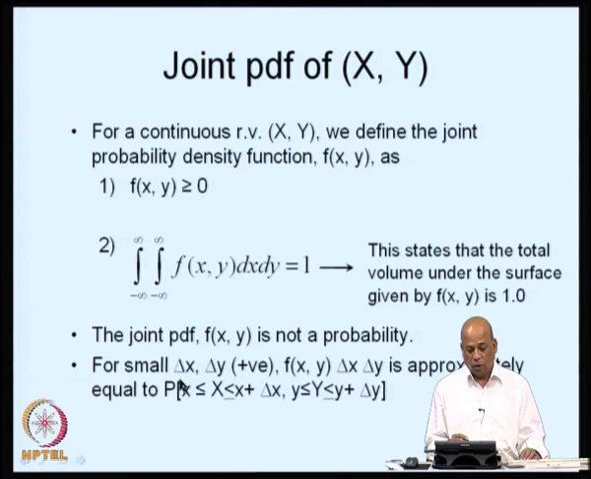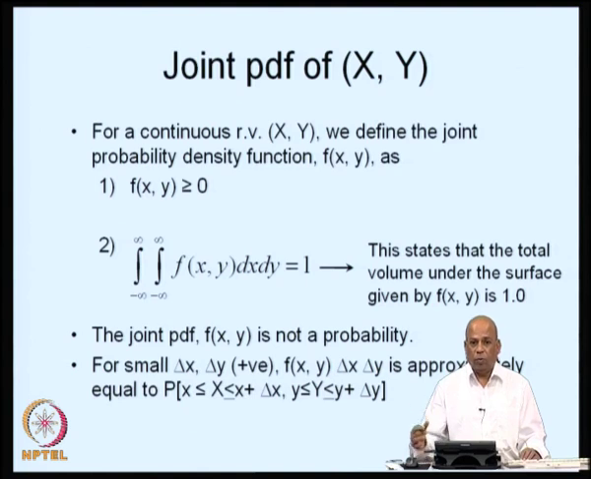However, for small delta x and delta y, if you consider f of x y delta x delta y, which is actually the volume under f of x y over this range delta x delta y, this is approximately equal to the probability of x taking on a value between x and x plus delta x and y taking on a value between y and y plus delta y.